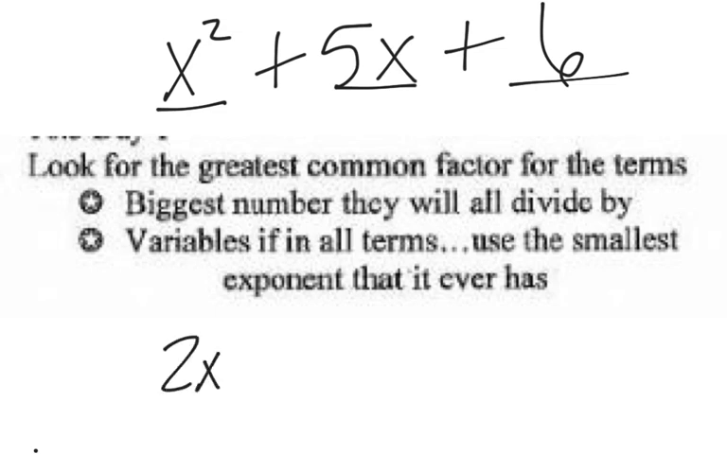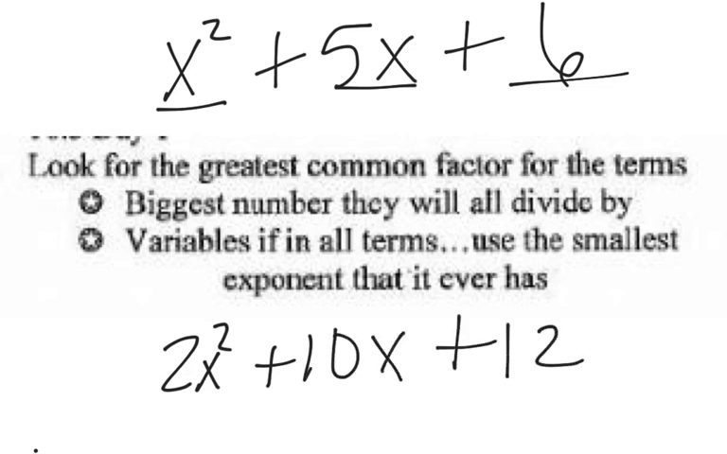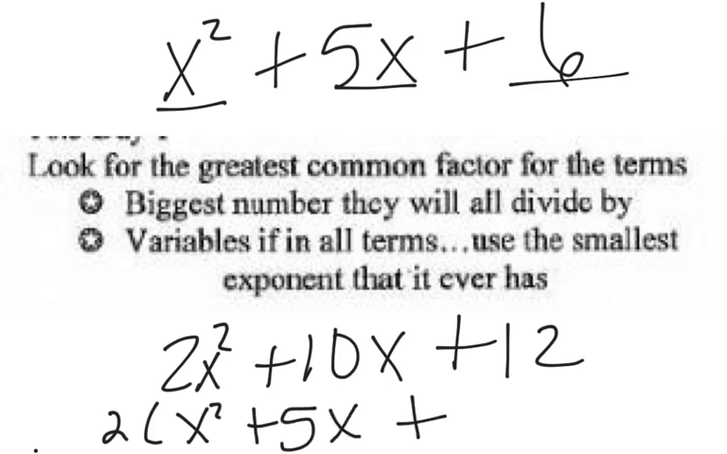If you had 2x squared plus 10x plus 12, you could pull something out. These are all even numbers, so you could pull a 2 out and it would leave you 2 divided by 2 is 1, so x squared plus 10 divided by 2 is 5, so 5x plus 12 divided by 2 is 6. This will just make the factoring part of the trinomial easier on you. So always check for that first, okay? Once you've got that done, you still have to factor what's left in the parentheses.